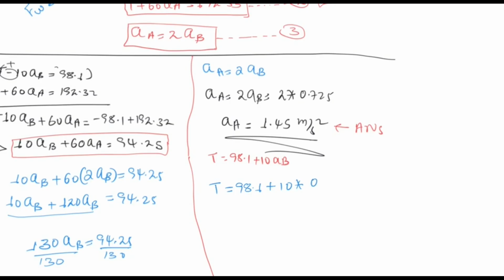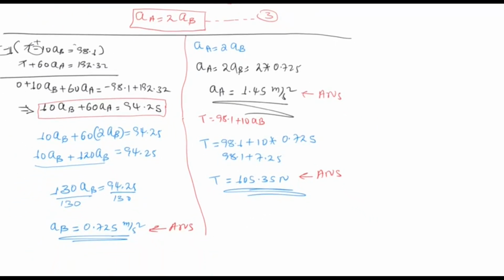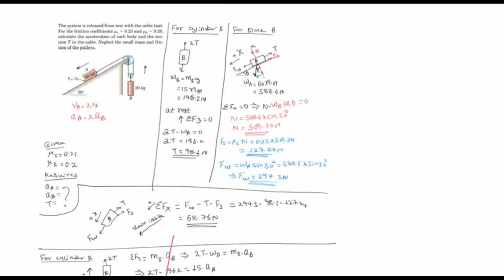0.725. So if you calculate this, it becomes 98.1 plus 7.25. And if you sum them up, finally you will get tension is 105.35 Newton. This is our final answer for the tension. So we have evaluated the acceleration of A, the acceleration of B, and the tension in the rope. So this is it.